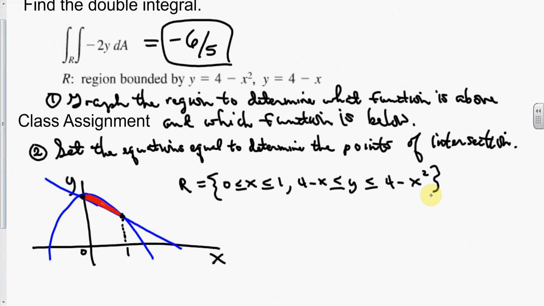Negative 6 over 5? No, because you're not finding the volume. Look at what's given. This is the double integral of negative 2y dA, so that's not a height. It just said find the double integral. We'll get to some where they say find the volume. The algebra gets very tricky. Did anybody get negative 6 over 5?